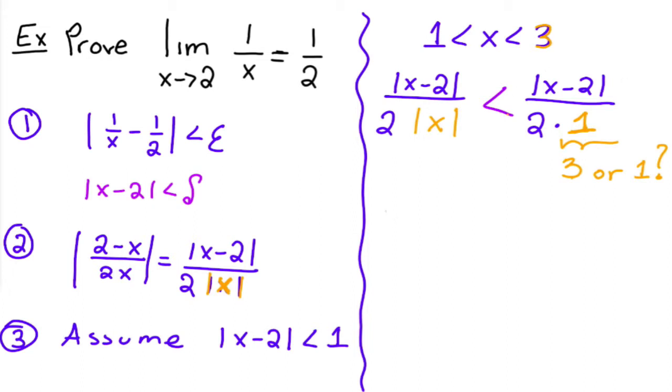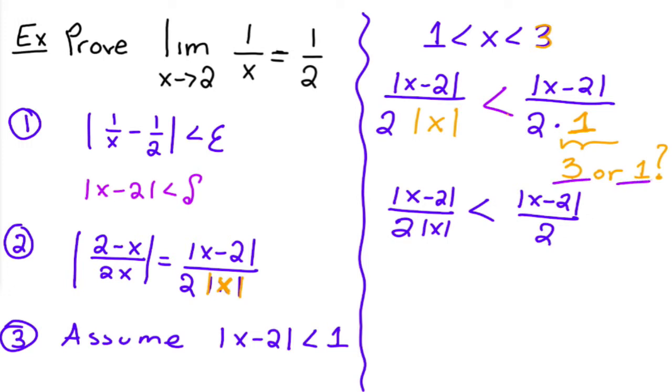So what you're saying is that |x - 2| over 2|x|, if you assume that |x - 2| is less than 1, then this is going to be less than |x - 2| over 2. And that's important to realize. So that's a tricky part.